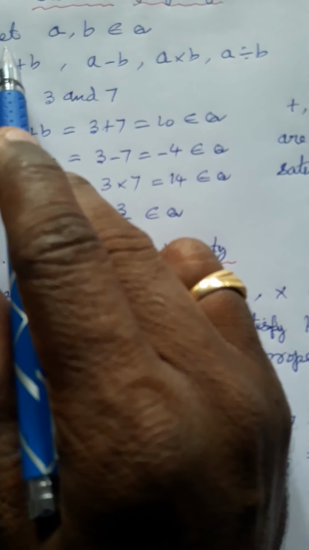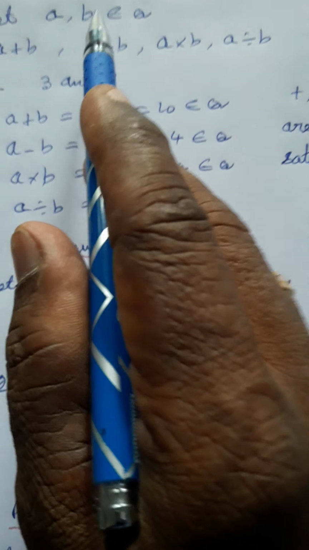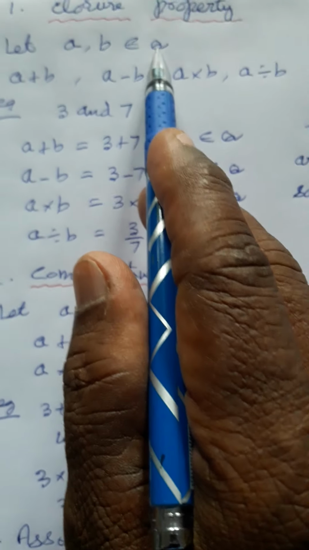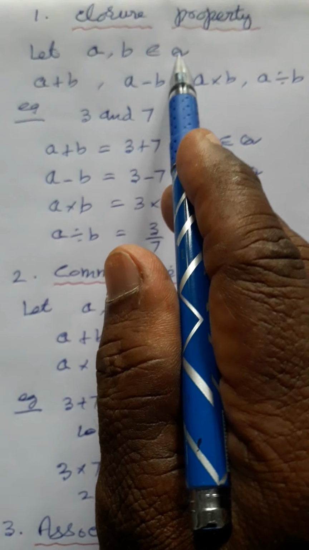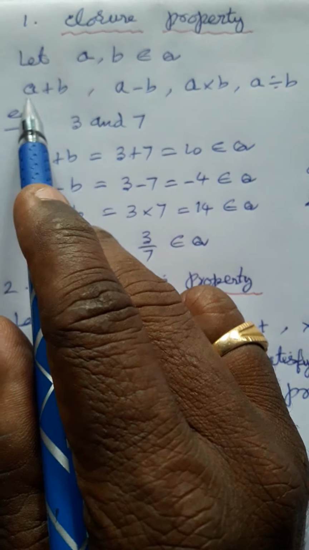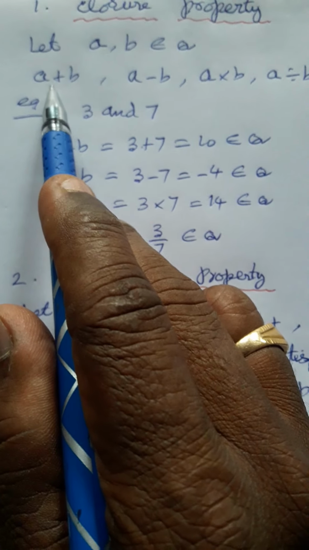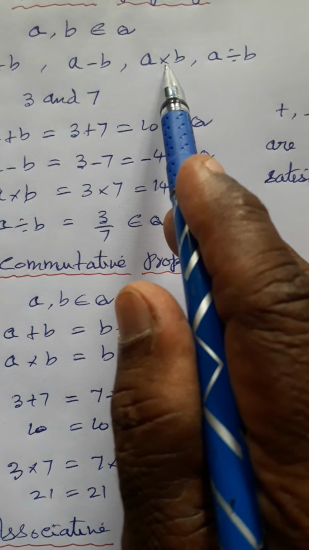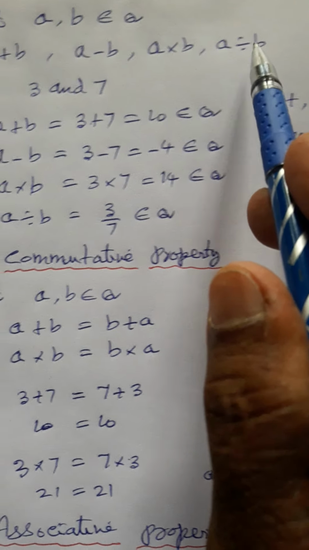First one is closure property. I take a comma b. Here let a comma b belong to Q. Q is the set of rational numbers. We have the operations a plus b, a minus b, a multiply b, and a divide b.